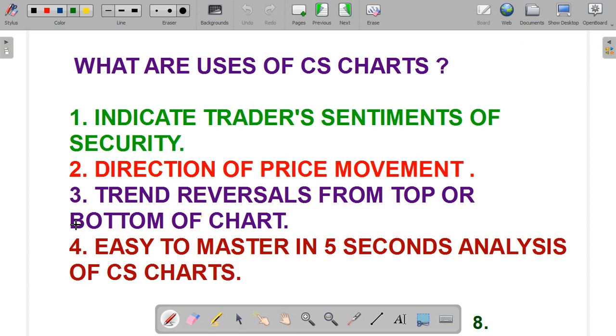The few uses I have already told you. The others are: candlestick charts indicate trader sentiment about the security or the equity or the indices. Candlestick charts give the future price movement quite accurately up to 85%. Candlestick charts show the trend reversal from top or bottom. Please remember, reversals are from top or bottom only, and a trader can easily master in 5 seconds and analyze the candlestick charts. Friends, it takes 5 seconds, mark my word.